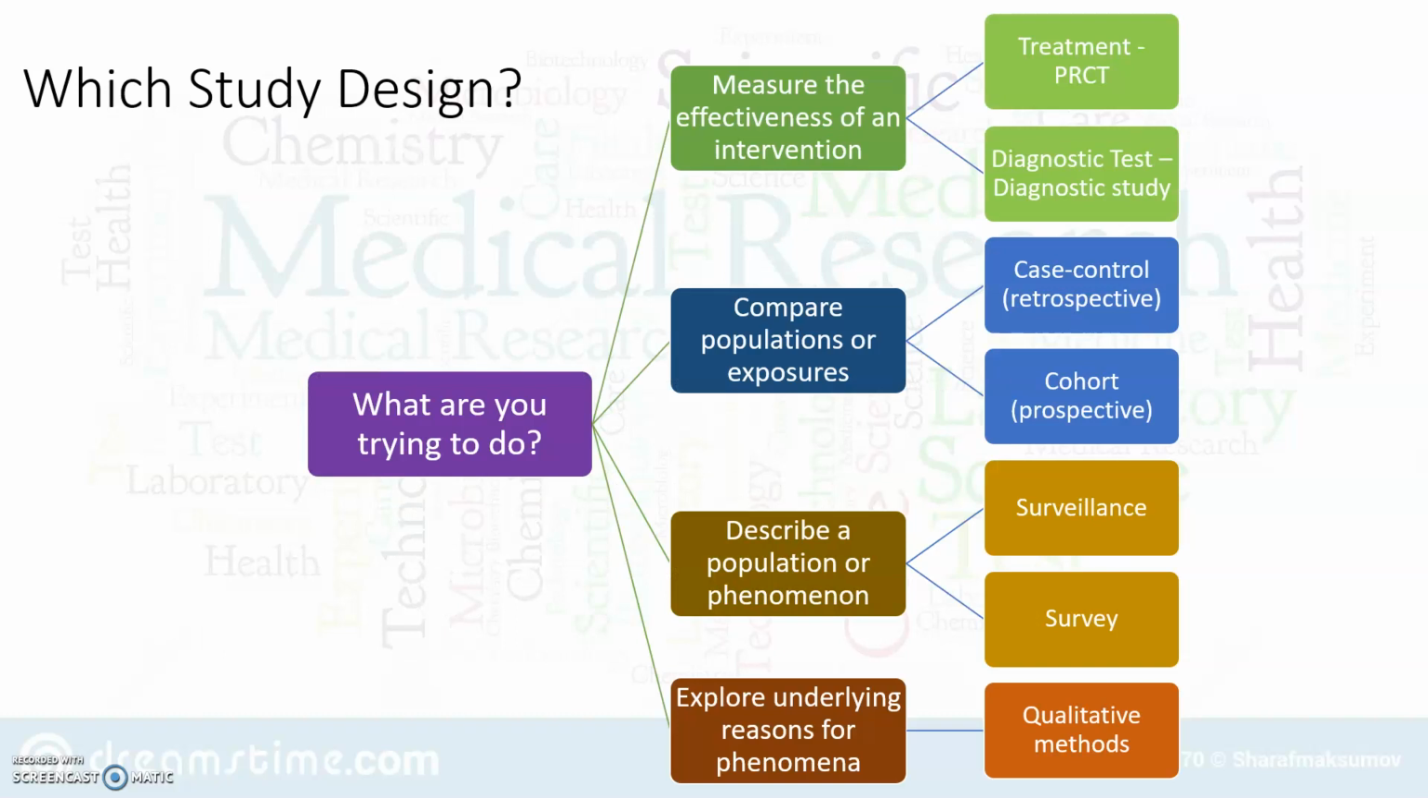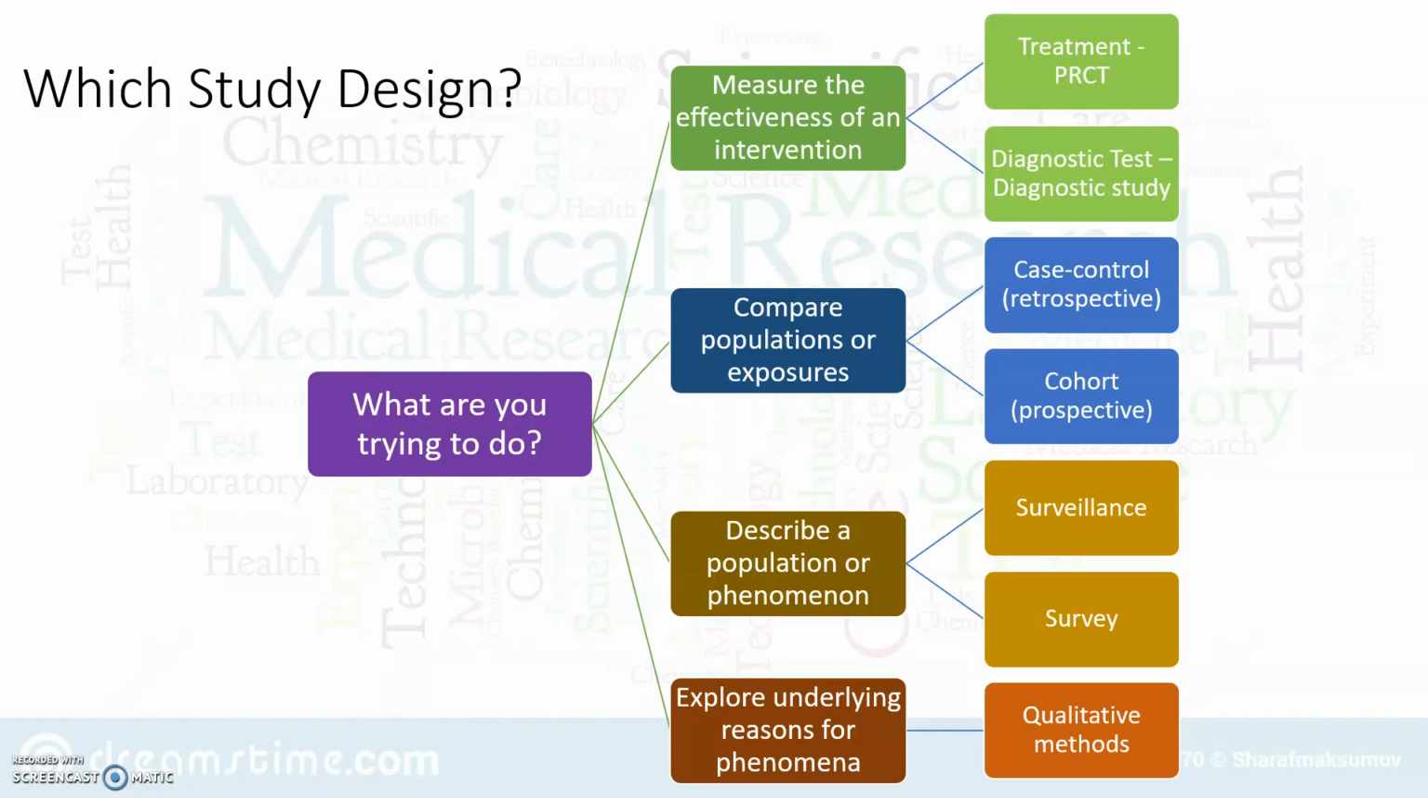I think first we need to start by thinking about which study design we're going to use, and really the question is what you're trying to do. And there is a hierarchy of different things we might be trying to achieve and different research methods that would match with these. So if you're measuring the effectiveness of an intervention, the gold standard is a prospective randomized controlled trial. If it's a diagnostic test, we may be doing diagnostic studies.